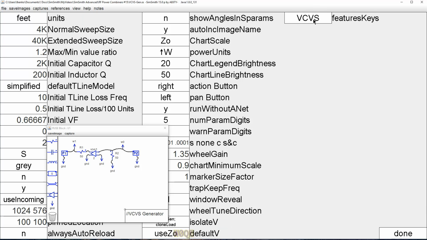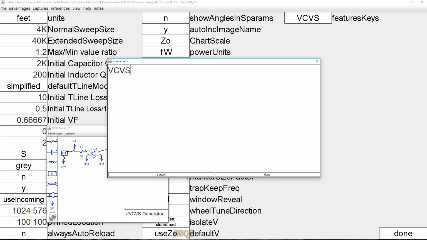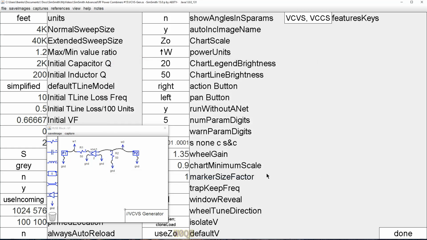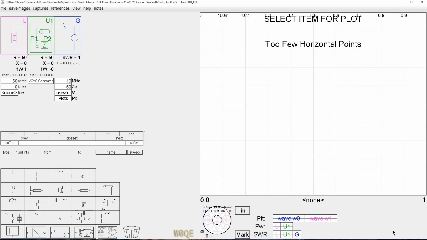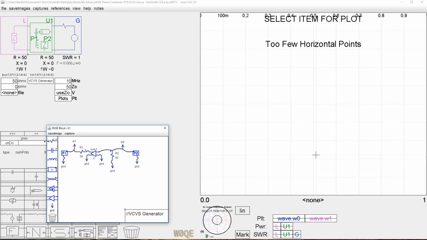They are controlled right here with the feature key. If you put VCVS in here, or I'll put another one in here, VCCS, voltage controlled current source, voltage controlled voltage source. Then I'm going to close this off. I'm done. Bring it back up again. Now I have 2 circuits, a voltage controlled current source and voltage controlled voltage source.